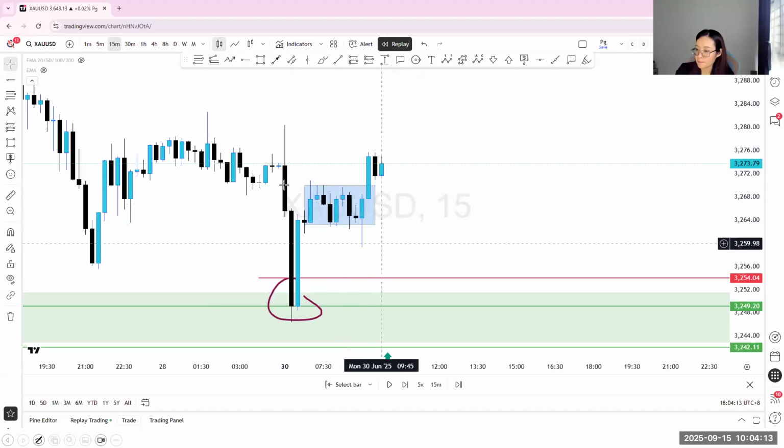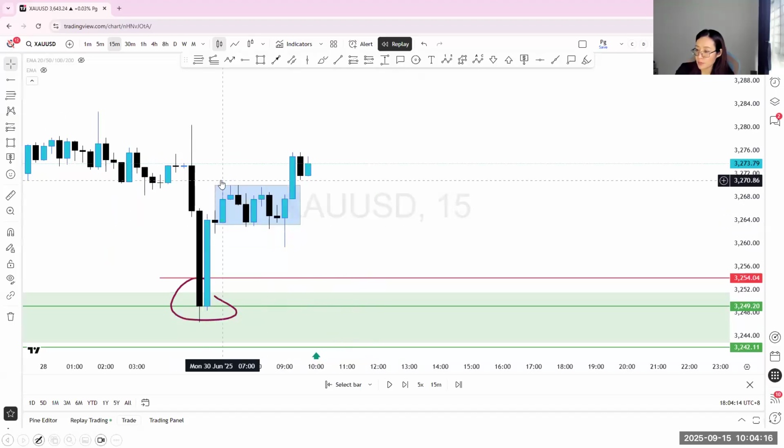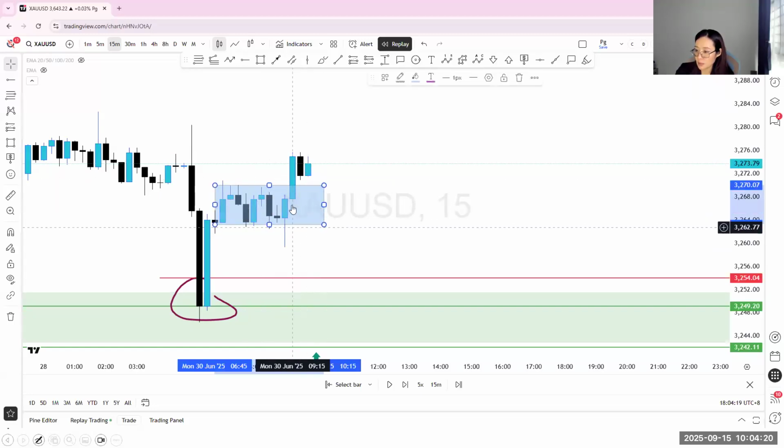In this zone, of course, there will be people trading with the ranging market: buy, sell, buy, sell, buy, sell. I still put the stop above, and when I hit the stop loss, it's okay because they keep selling and buying here.